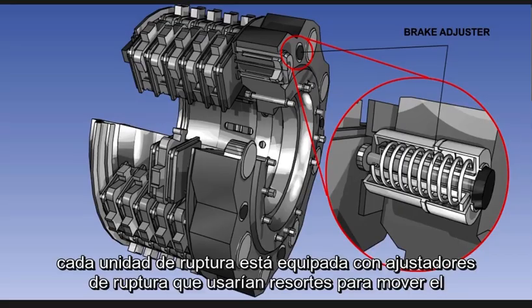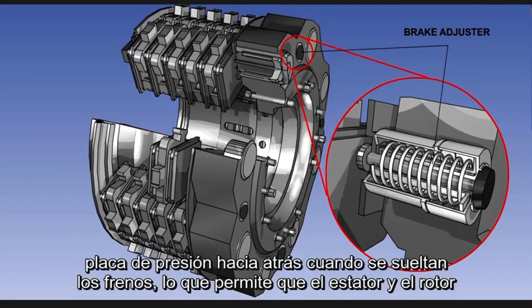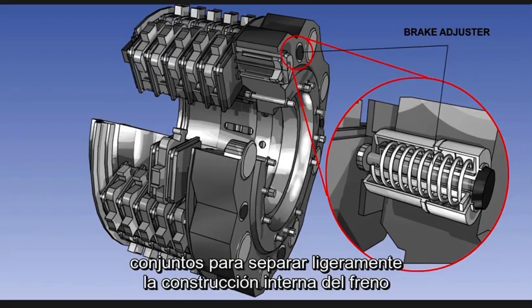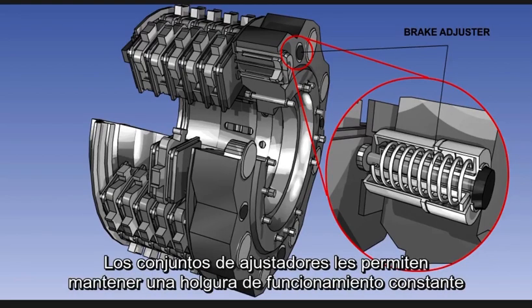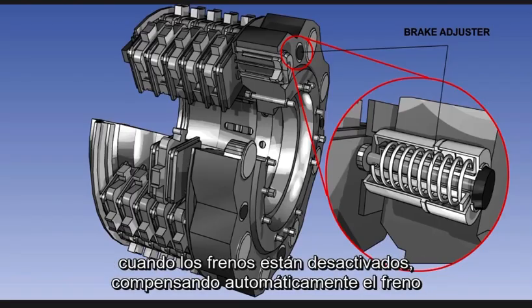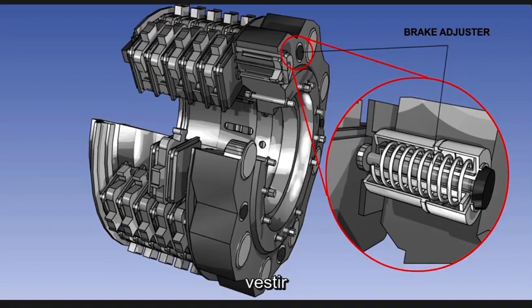Each brake unit is fitted with brake adjusters, which use springs to move the pressure plate back when the brakes are released, allowing the stator and rotor assemblies to move slightly apart. The internal construction of the brake adjuster assemblies allows them to maintain a constant running clearance when the brakes are off, thereby automatically compensating for brake wear.